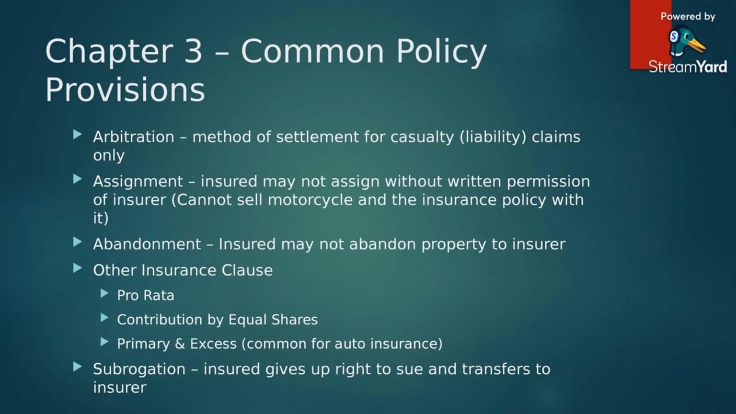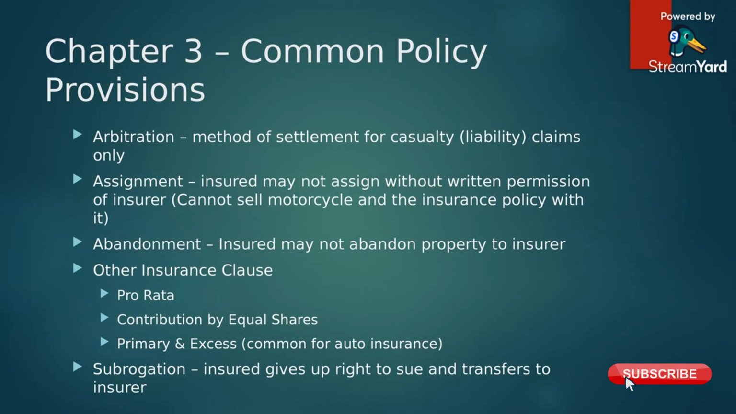If you look on page 45 in your book, you're going to have three different methods. You're going to have the pro rata method, the contribution by equal shares method, and the primary and excess, which is the most common for automobile insurance.